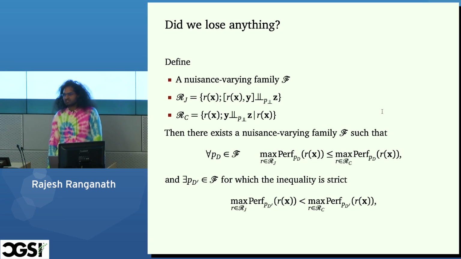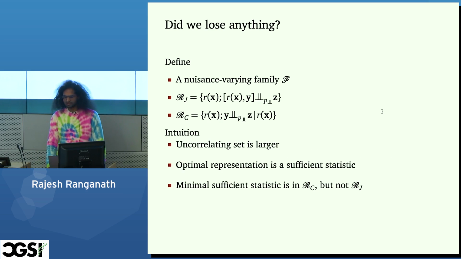And you can actually show that if you have these two function classes of representations, then there is going to exist a nuisance-varying family where the performance is going to be strictly better when you have the set of conditionally independent representations. And that just comes from two steps. One is that the uncorrelating set is larger, and two, that the optimal representation is a sufficient statistic, and we show that the minimal sufficient statistic is in the conditional set, but not in the joint set.